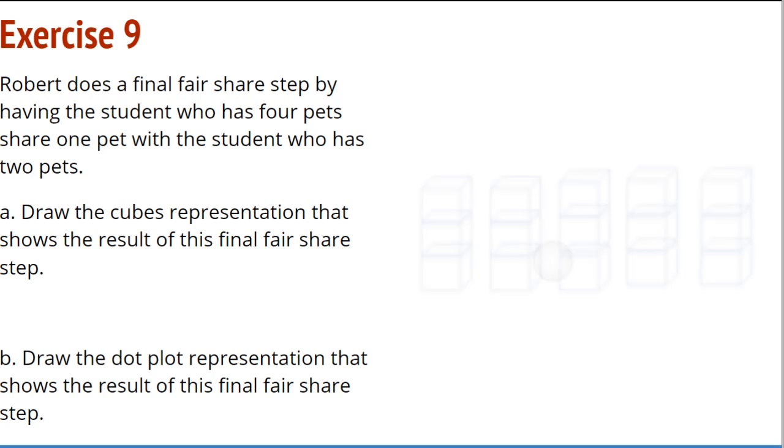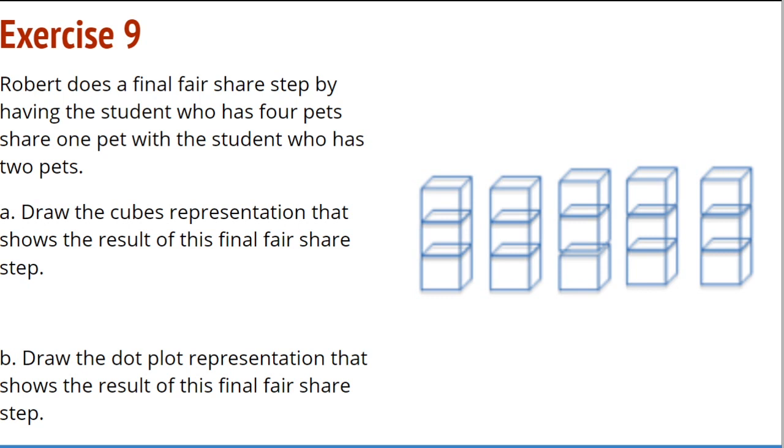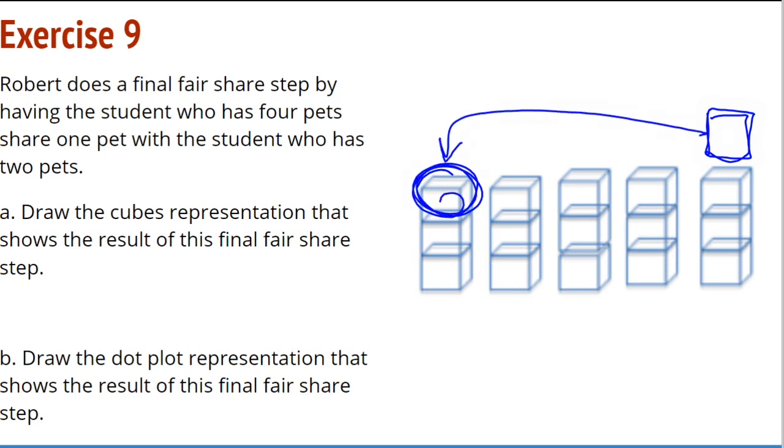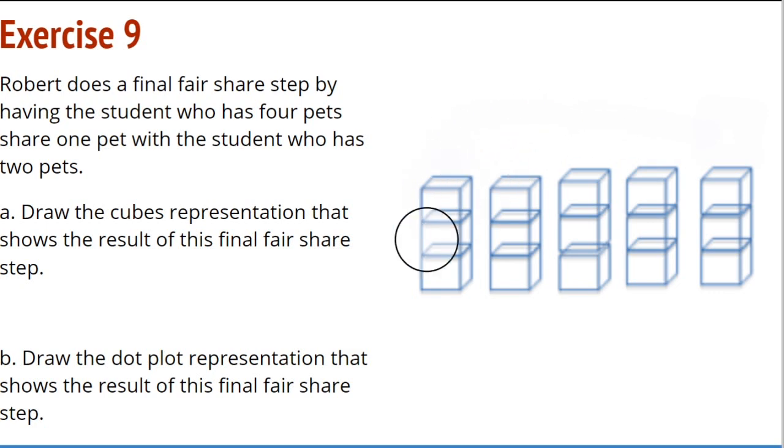If the person that has 4 shares 1 with the person who has 2, then they'll both have 3. So you'll remember we had a 4 over here and we had a 2 over here. Well, this cube right here came from the 4 and joined the 2. So now we have 3 for everyone. And this is what it looks like on the dot plot.